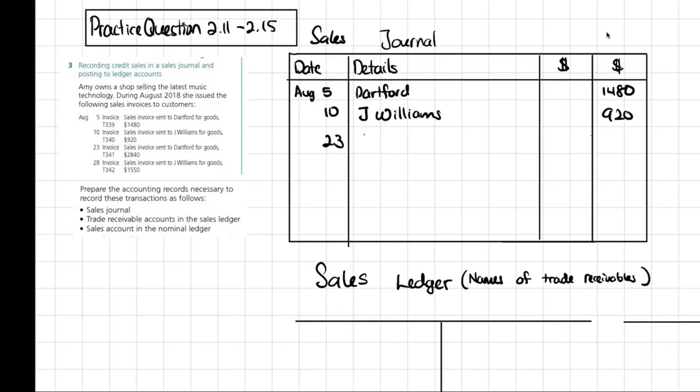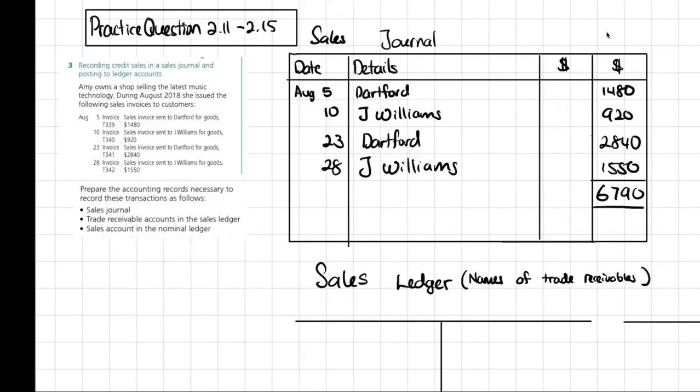23rd will be Dartford again, 2,840. And then the last one will be J. Williams, 1,550. So we just need to add all of them together. 920, 1,480, 6,790. Remember, we need to write the last day of it and then write total credit sales for the month. Depending on if it's a month or a year, you just have to do it accordingly. This is generally everything in August.